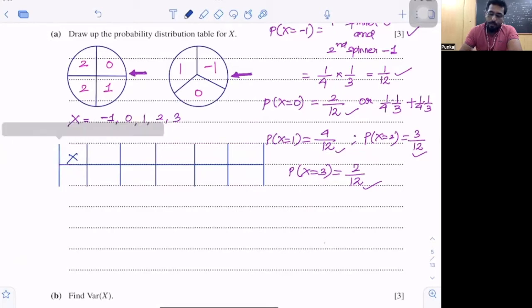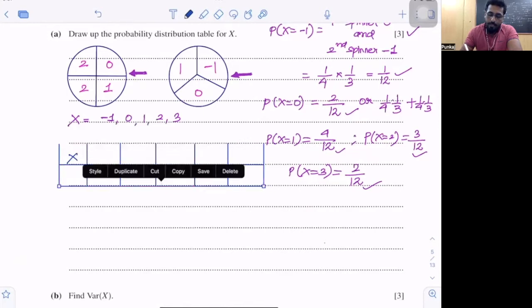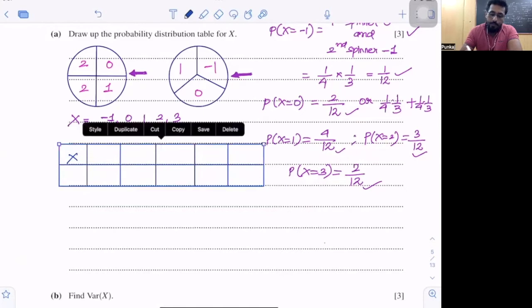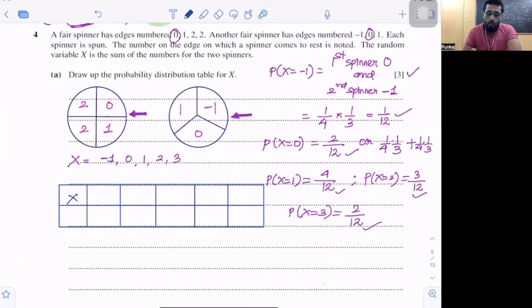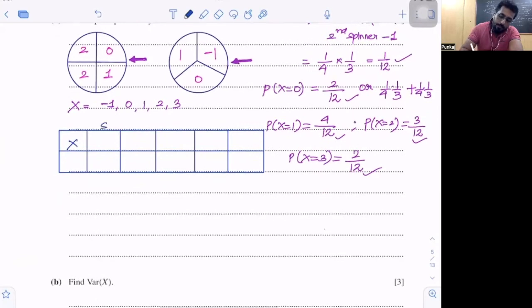Okay. And then it's good to make a proper diagram for the table as well. Okay. So what is x here? What's the random variable? It is the sum, right, of the numbers for the 2 spinners. So x is the sum of numbers of 2 spinners. So that was -1, 0, 1, 2, and 3.